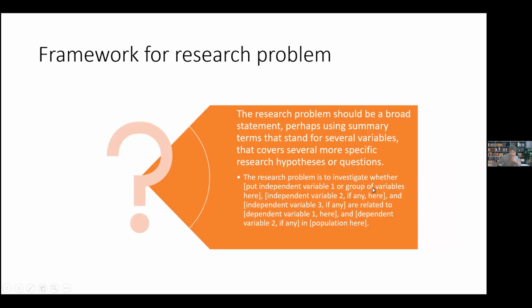Here we have an example. The research problem is to investigate whether independent variable 1, being infected with COVID and also being vaccinated, has an effect on your mental health. Not just mental health, you can be more specific, saying depression or anxiety in a population. You can include people from India, or an older population or younger population. It has to be specific. That is how a research problem is framed.